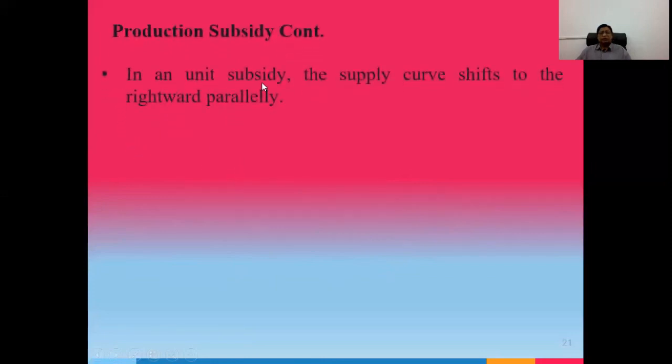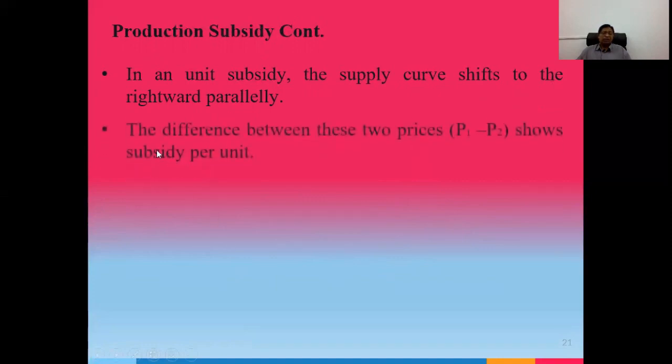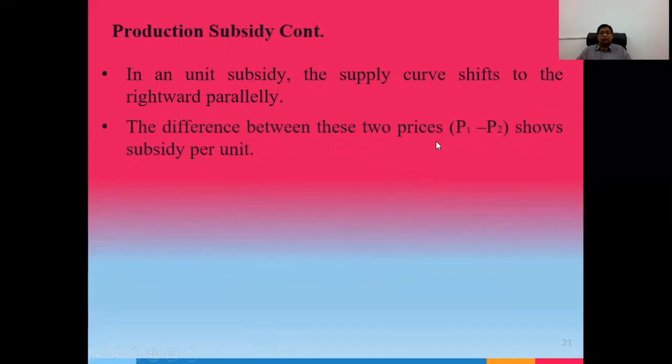In a unit subsidy, the supply curve shifts rightward in parallel. You can remember how I explained. The difference between these two prices, P1 and P2, shows the subsidy per unit.